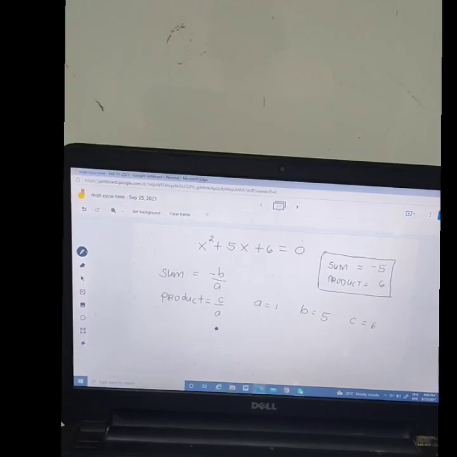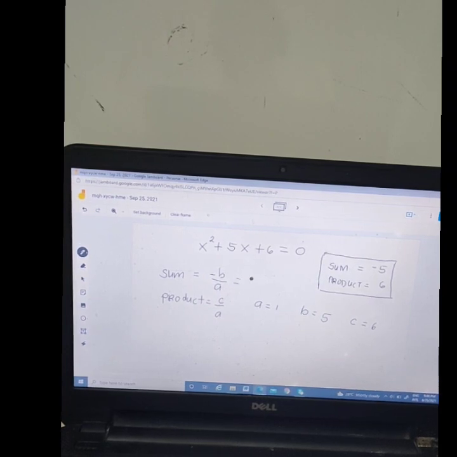After getting the values of a, b, and c, we are just going to substitute them into the formula. For the sum, we have negative b over a. The value of b is 5, so we will be having negative 5 over a, which is equal to 1. So we are going to have negative 5 over 1, which is equal to negative 5.